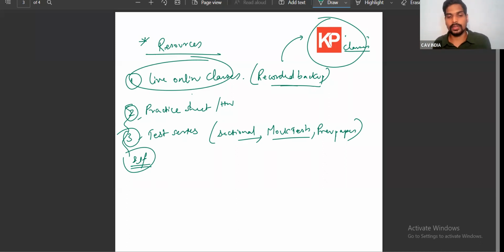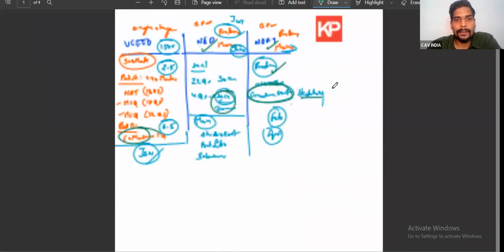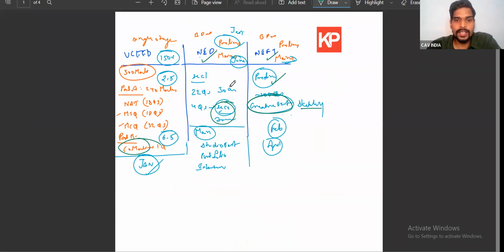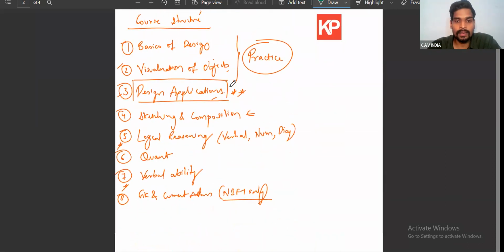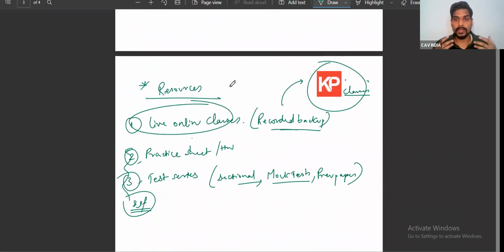So that is about the resources. So I hope you have a clarity now about the basic pattern of these three examinations, basic idea on the understanding of the syllabus and how we go about it, and also on the resources which we will be providing to you on the KP Classes app.